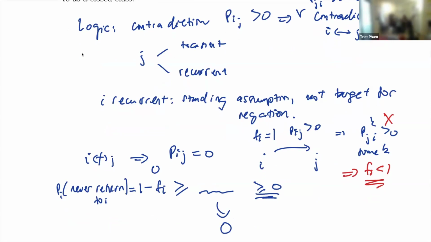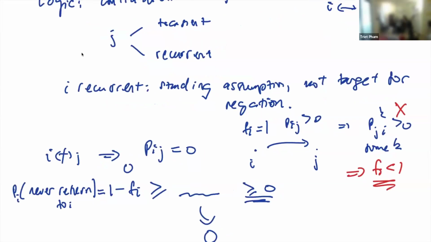You do not return to I. You never return to I. That's through a lot of steps, correct? But one possibility is to go from I to J, and then from there, never returning to I. So I use FJI here in that sense. FJI is the probability of ever returning to I starting from J. Does that make sense?